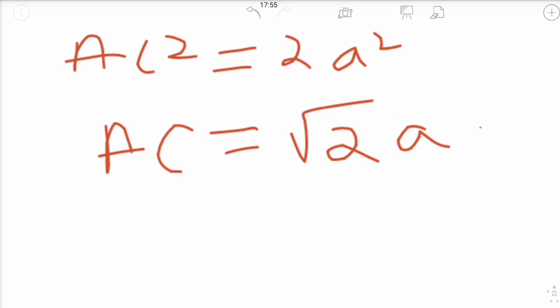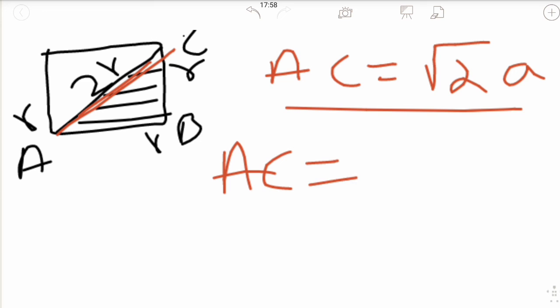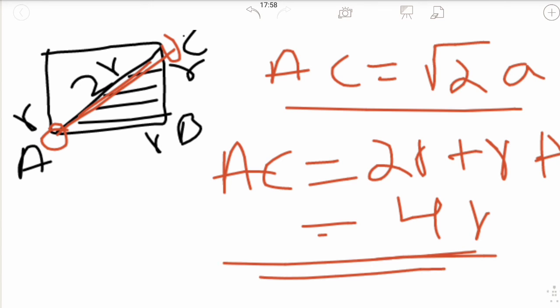Next we can get the value of AC. AC is the diagonal. AC is equal to r plus 2r plus r, the radius of each particle, so that is 4r. AC is equal to 4r.